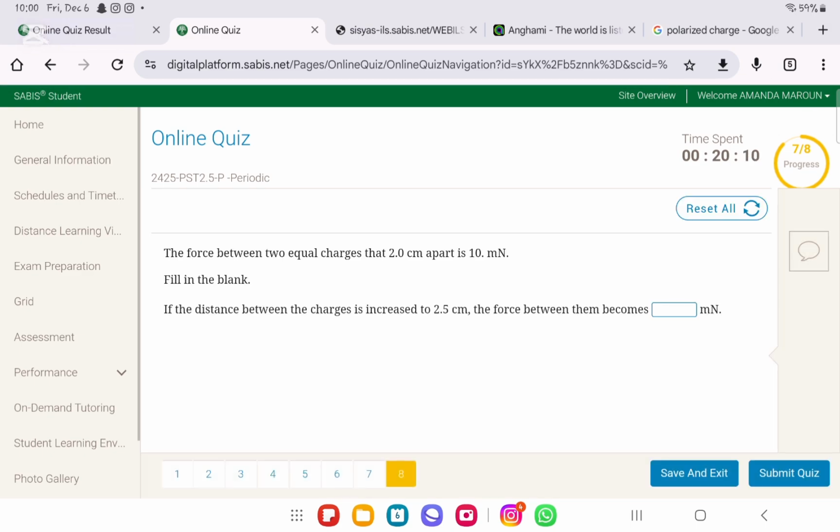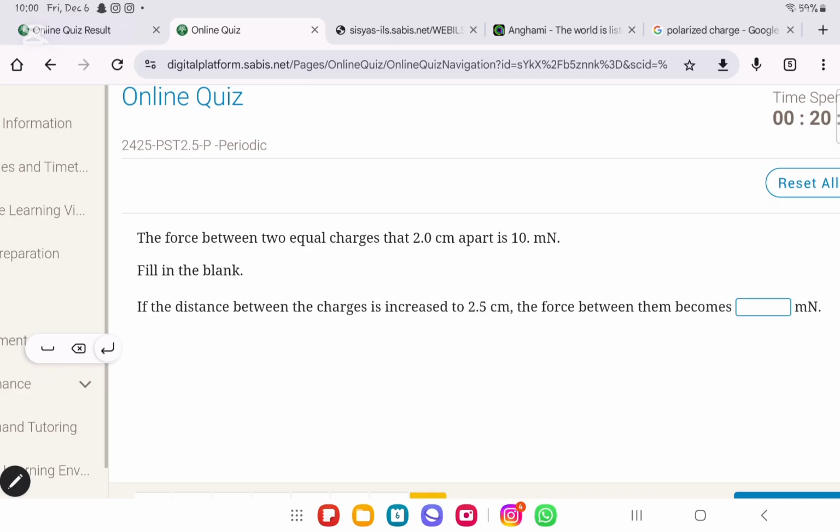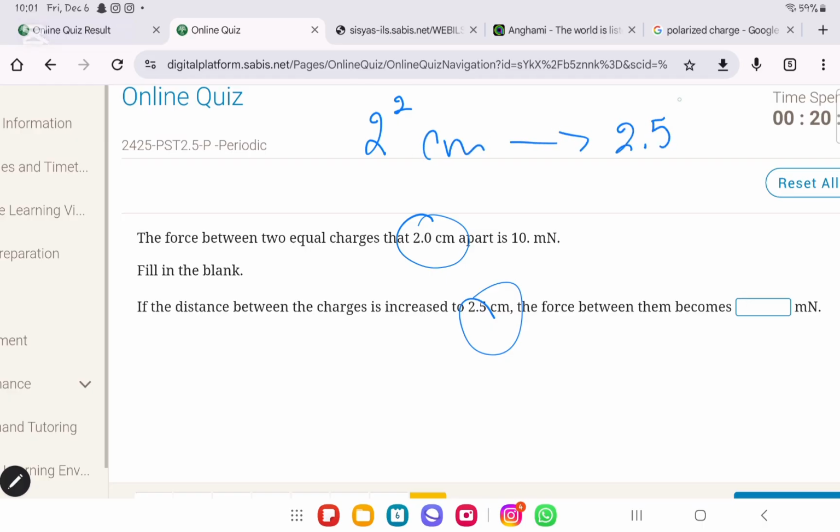Now, the last thing is kind of solving. The force between two equal charges 2 centimeters apart is 10 micronewton. If the distance between the charges is increased to 2.5 centimeters, then the force between them becomes. What you need to know is that the distance is always squared. So, don't forget in the exam, 2 squared centimeter became 2.5 squared centimeter, then how much will 10 micronewton become?